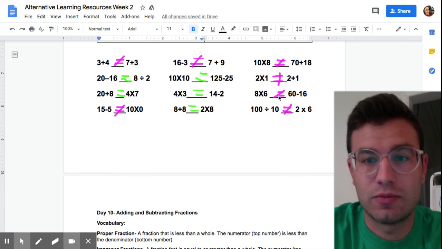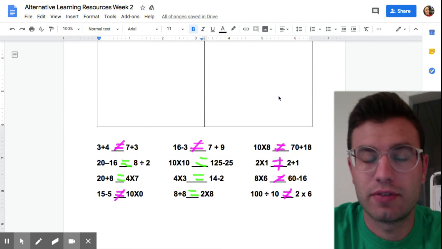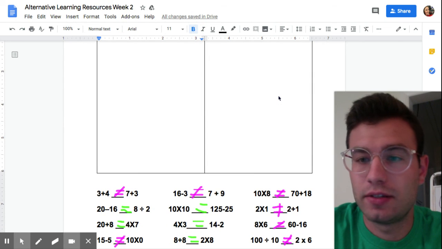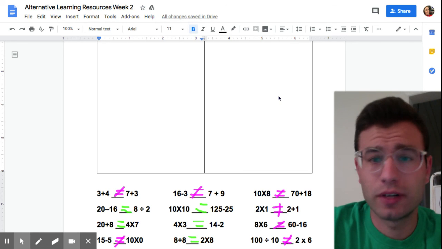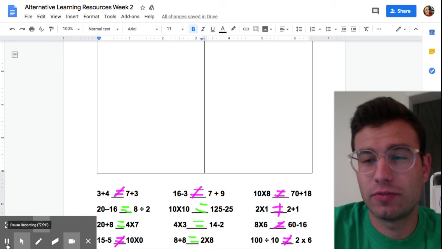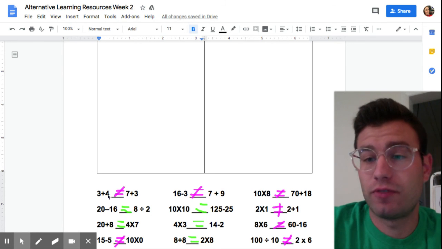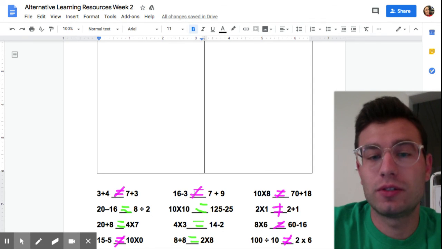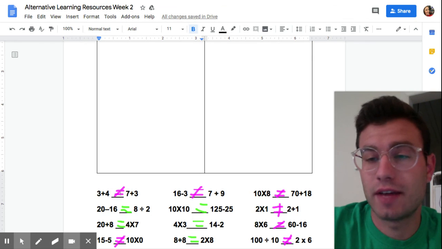And we can move on to day 10, adding and subtracting fractions. So whenever you're done, go ahead and make any corrections you need to make, or let me know if I need to make any corrections. Great work today. Again, equivalencies, as long as you can remember that it has to balance. If you're finding what the missing number is, it has to balance, or you just have to make it true. Whether it says equal or not equal, you have to make it true.